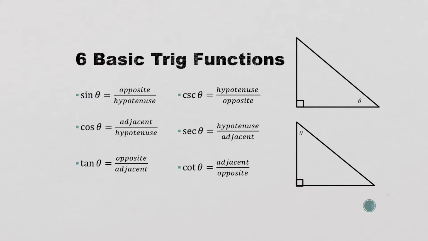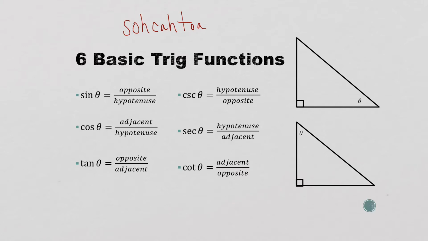So we have our 6 basic trig functions. You will maybe remember from the past we had SOHCAHTOA to help us remember sine, cosine, and tangent. You might not know the reciprocal functions. Cosecant is a reciprocal of sine, secant is a reciprocal of cosine, and cotangent is a reciprocal function for tangent.